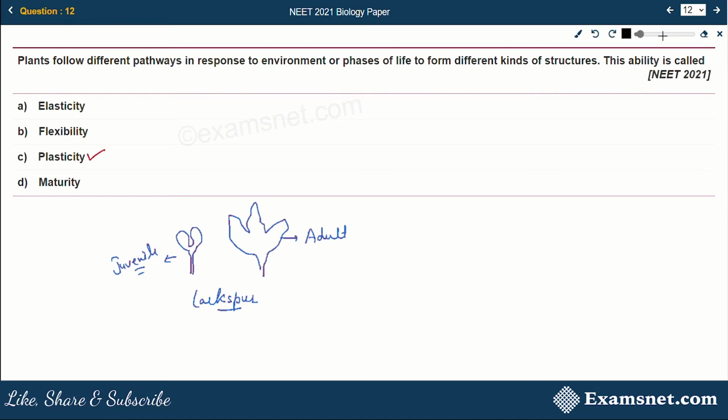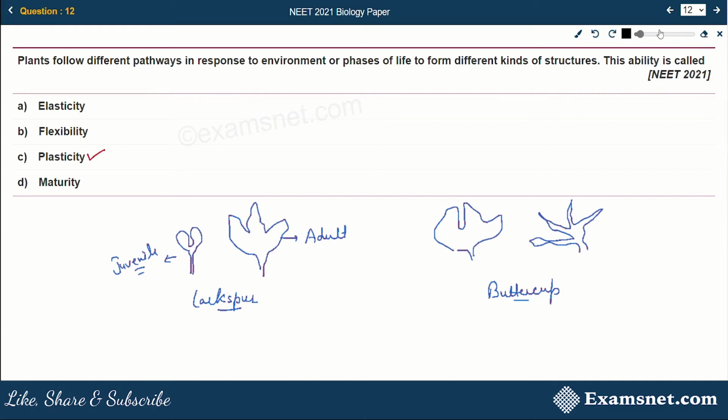Okay, so can you see that this plant has changed the pathway and different types of these structures are present in different phases of their life. Similarly, another example of a plant known as buttercup is that on land its leaves are broader, whereas in the water medium its leaves are narrower and thin. So depending on the environmental condition, it has changed the shape of its leaves. This ability of plants to follow different pathways in different situations is called plasticity. So plasticity is the correct option.